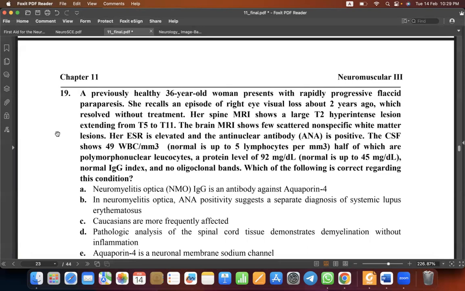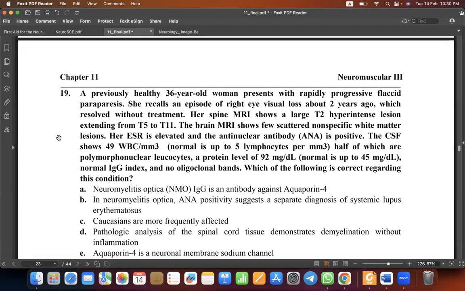Next question. A 36 years old woman presented with rapidly progressive flaccid paraparesis. She recalls an episode of right eye visual loss 2 years ago, which resolved without treatment. The MRI shows a large T2 hyperintense lesion extending from T5 to T11, and a few scattered, non-specific white matter lesions. The ESR is elevated, ANA positive, CSF shows an inflammatory feature as well. There is normal IgG, no oligoclonal bands, and which one of the following is more common in this condition?